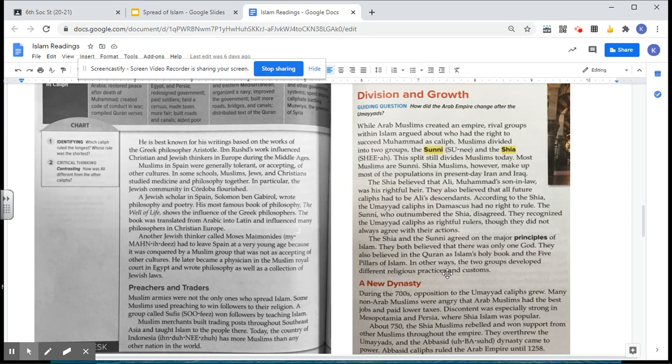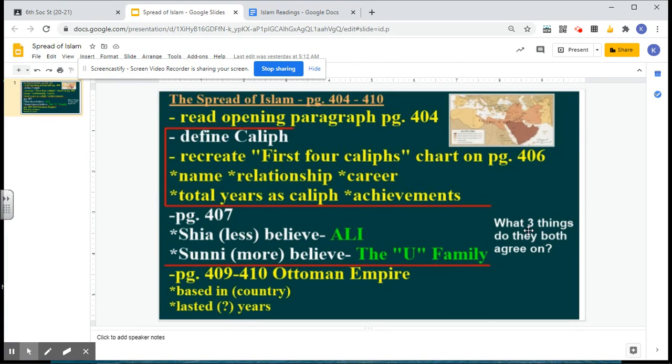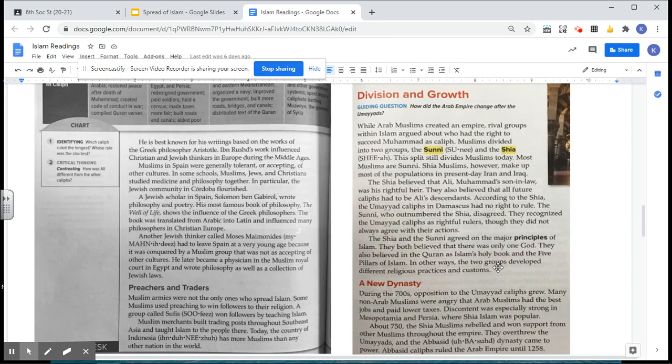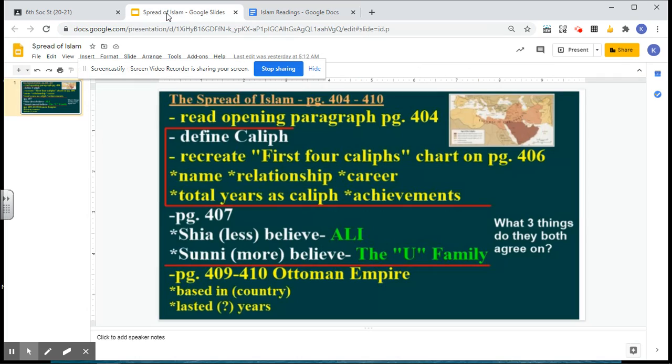But what it's saying is they all believe in one God. They all believe in reading the Quran and the information that's within the Quran. And they both believe in following the five pillars. So that would be the three things that they all agree upon: that there is one God, they plan on following the Quran as the holy book, and, as it says right here, they are all going to agree to follow the five pillars. Okay, so that's that piece.